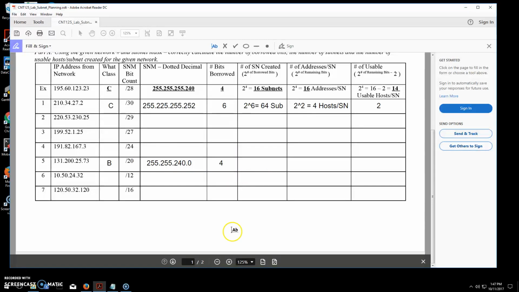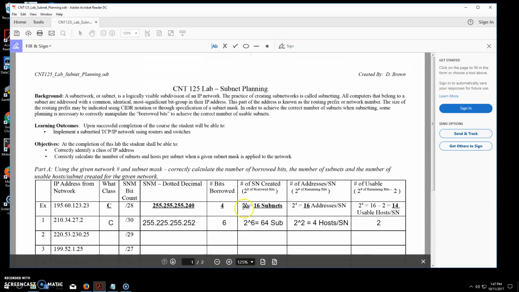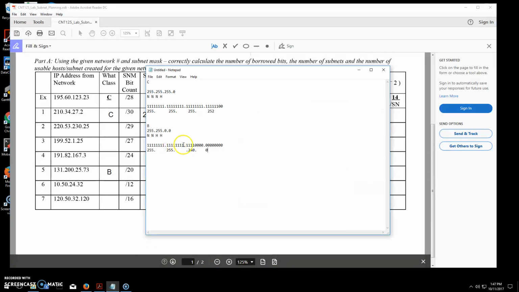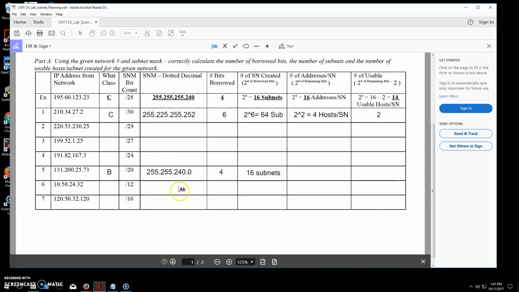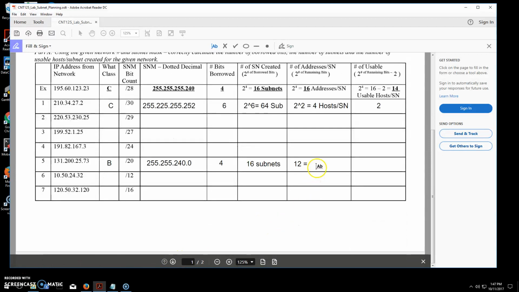With 4 bits borrowed, look at your place values down here. 4 bits borrowed, I'm going to get 16 subnets. Better slide that over so it's a little easier to see. And on this over here, how many bits are left? We borrowed 4. I am now left with these 4 plus these 8. I have 12 bits left. 12 bits left is going to give me, take a look, 2 to the 12, 4096 addresses per subnet. So, actually, let's edit this guy.